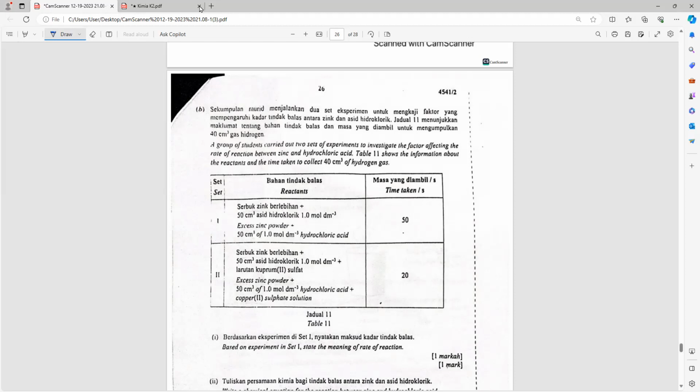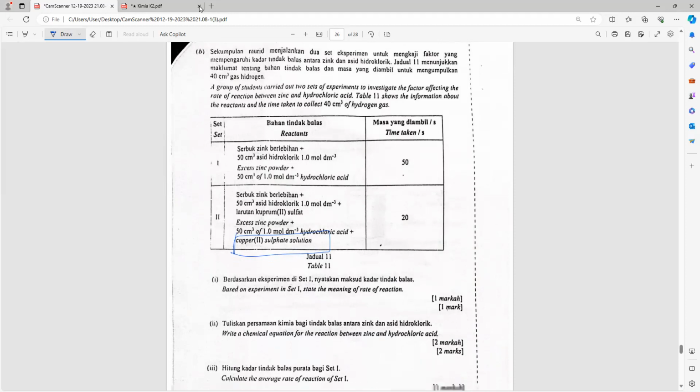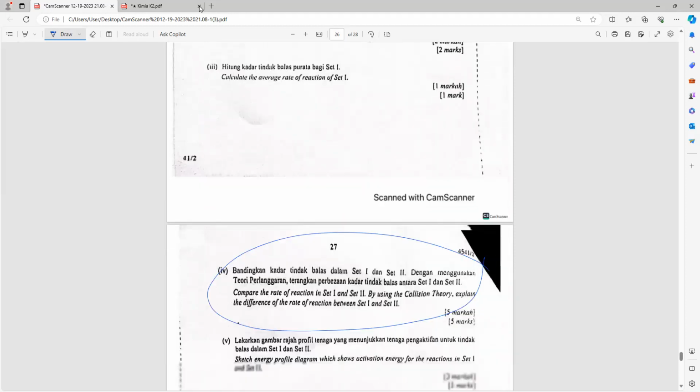Very good. Okay, I got copper 2 sulfate solution. Okay, this is last year's Form 4 question. I'm giving you all last year's Form 4 question. So it's quite simple, quite easy. So if you all are able to do it, actually it's quite good for you all.